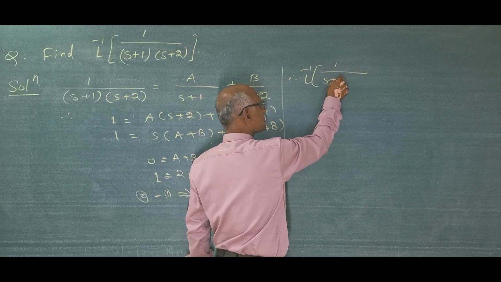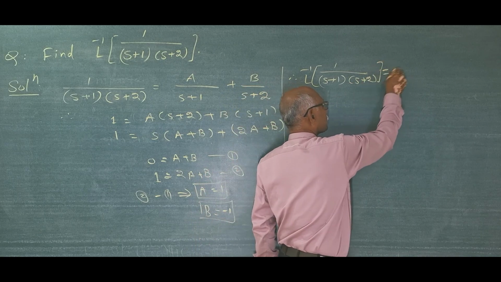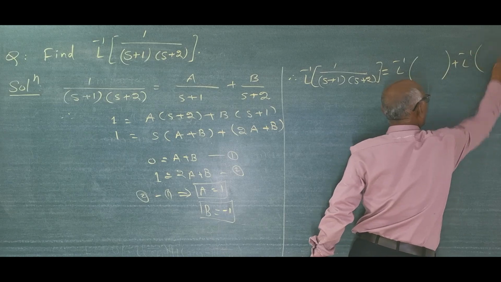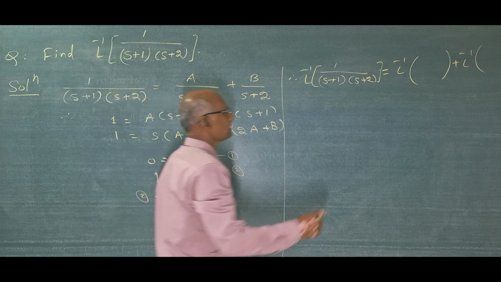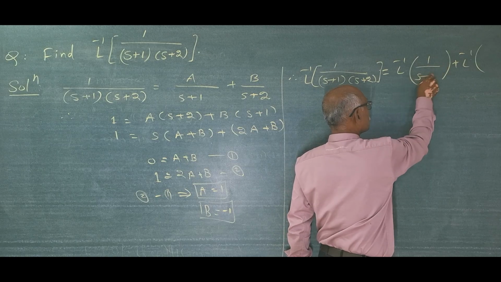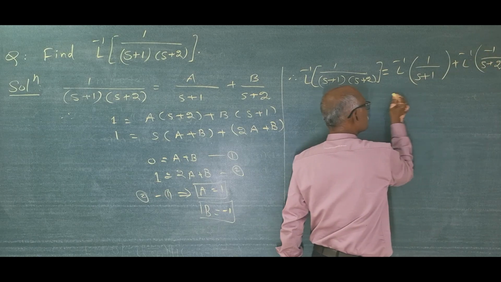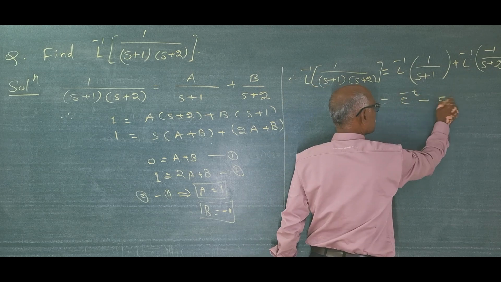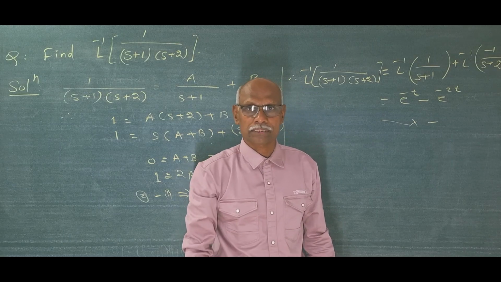So 1 upon s plus 1 and s plus 2, this becomes A inverse Laplace of the first bracket plus B inverse Laplace of the second bracket. A is 1, therefore here we write 1 upon s plus 1 and here B is minus 1, here we write 1 upon s plus 2. So the answer is e raised to minus t and here the answer is e raised to minus 2t. So such a question is asked for 5 marks. Thank you.